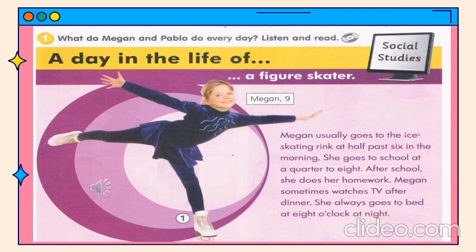A day in the life of a figure skater. Megan, 9. Megan usually goes to the ice skating rink at 6:30 in the morning. She goes to school at 7:45. After school, she does her homework. Megan sometimes watches TV after dinner. She always goes to bed at 8 o'clock at night.